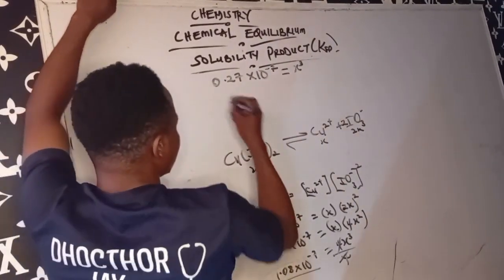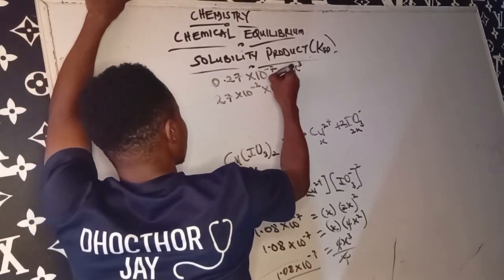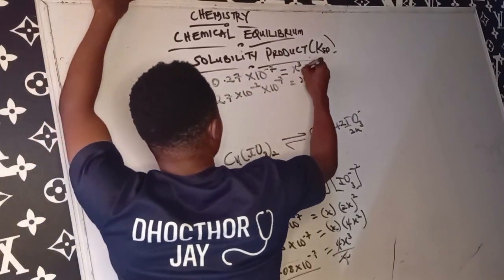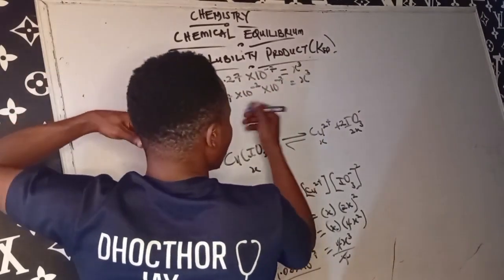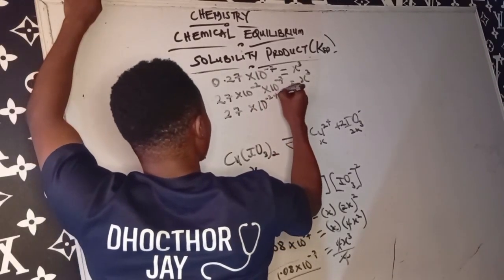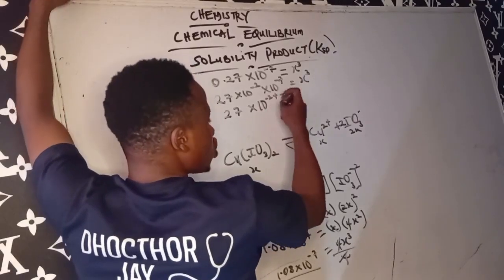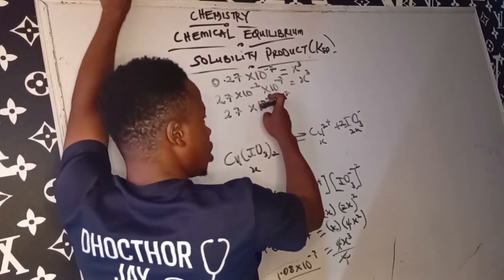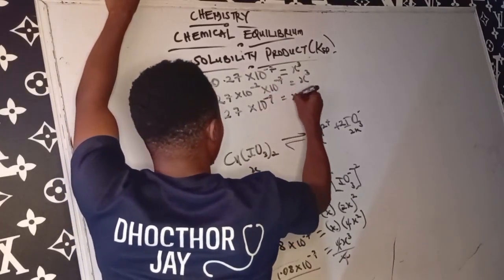So let's make it 27 times 10 raised to minus 2 times 10 raised to minus 7 equal to x cubed. When you have multiplication, it becomes addition. So this becomes 27 times 10 raised to minus 2 plus minus 7. Minus times plus will become minus. So minus 2 minus 7, that should give us what? Minus 9. So 10 raised to minus 9 equal to x cubed.